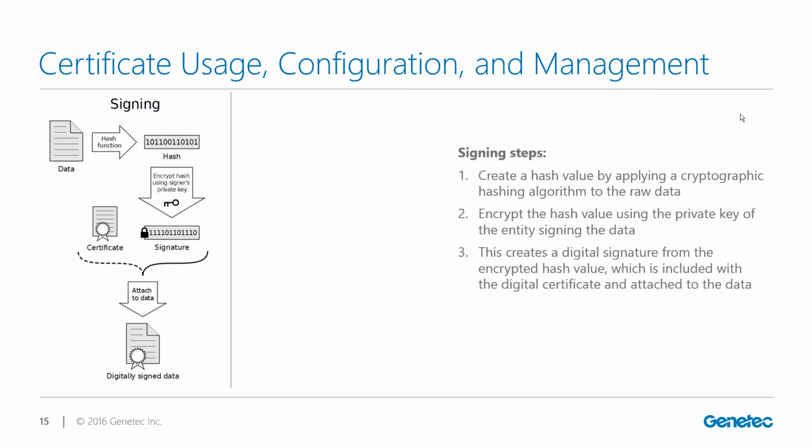So I want to take a quick look. This is a diagram we pulled from Wikipedia on the steps it goes through when you're actually applying a certificate to data. First we're going to go through the signing steps, and this is what happens at the source. We have our original data right here, and then we apply a hash function, a cryptographic hashing algorithm. That's a mathematical function that we apply to the data, and then we get a hash value from that. Then we take the hash and apply the private key of the entity signing the data, and we create this digital signature with it. The signature is attached with the certificate, and then we attach that to the data, and that gets sent on to our destination.